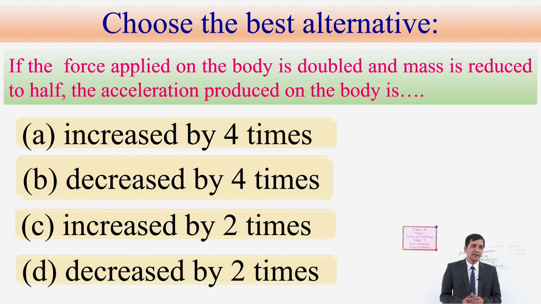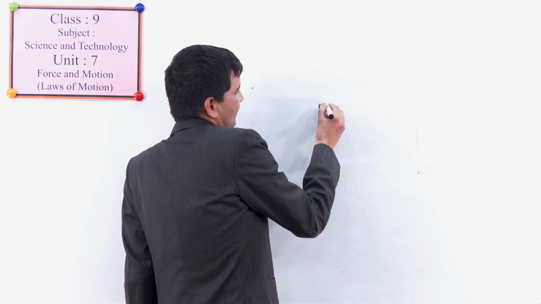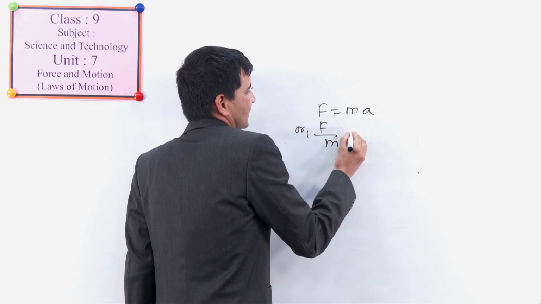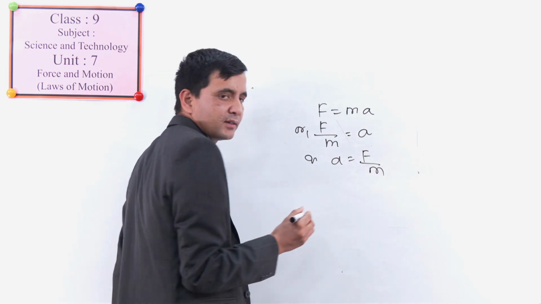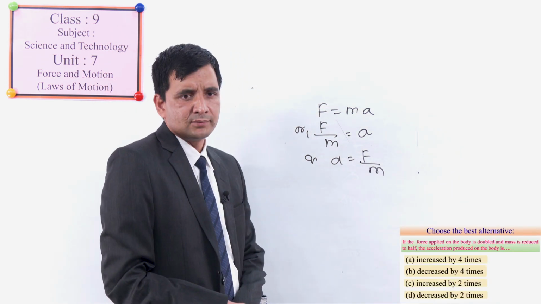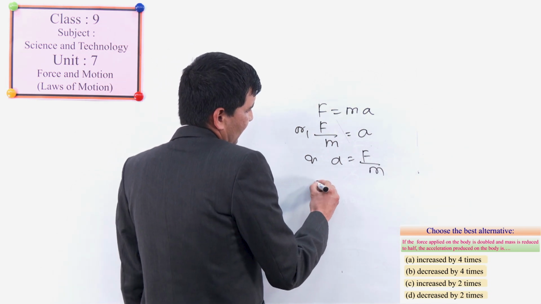And the last one is: if the force applied on the body is doubled and the mass is reduced to half, then the acceleration produced on the body is? So, let me write something to solve this problem. We know that F equals m into a, or we can write F by m equals a, or a equals F by m also. Now, read the question. Force applied on the body is doubled and the mass is reduced to half. So, let us replace that.